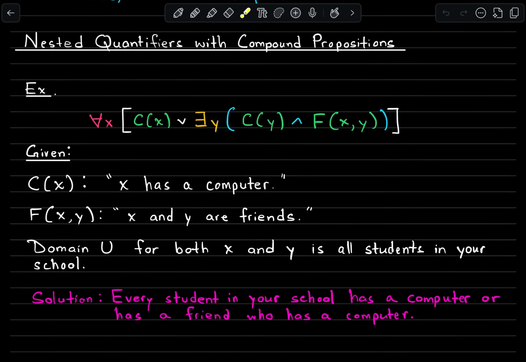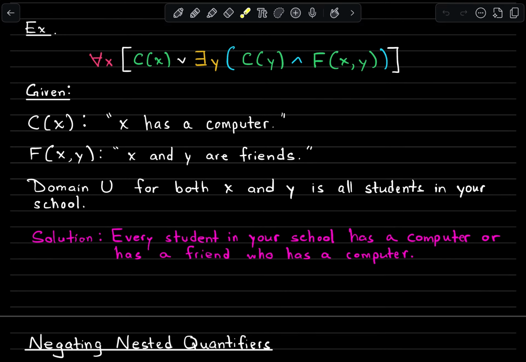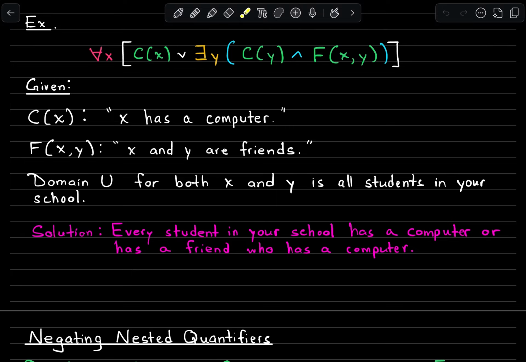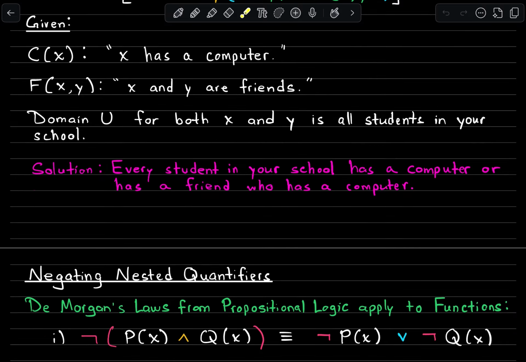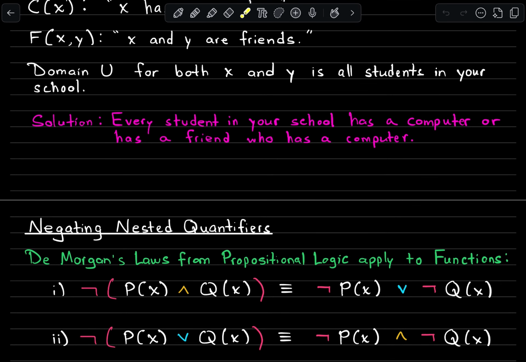Okay, and finally the last topic that I want to cover in this video is negating nested quantifiers. So do a quick review. We have De Morgan's laws from propositional logic, and these involve negations of conjunctions and disjunctions. And the same ideas from propositional logic apply to functions. These are propositional functions. Okay? So these are just rules about connectives, and they're going to work just the same way as they did before.